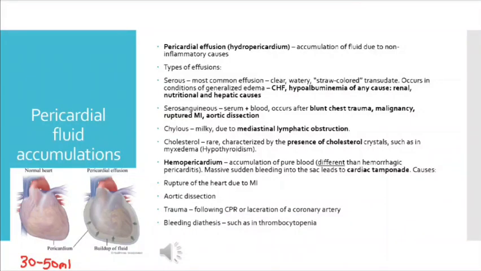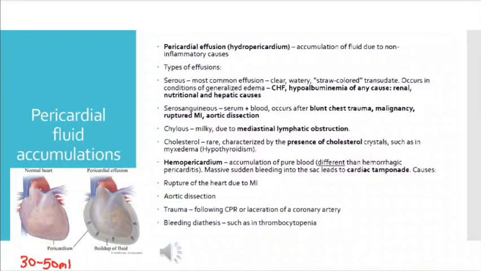So for your exam, you need to know the types of pericardial effusion. So here we have serous, which is the most common effusion, and it's a clear, watery, straw-colored transudate. Transudate meaning it's due to the squeezing of the plasma through the membrane. So the transudate won't have a lot of protein, it would be low in protein. And this occurs in conditions due to generalized edema, for example, like chronic heart failure or hypoalbuminemia, because you'd have decreased oncotic pressure. And that, for example, could happen due to renal, nutritional, or hepatic causes.